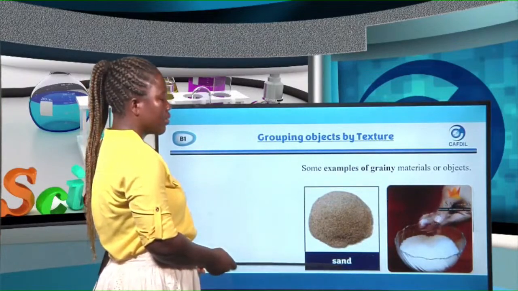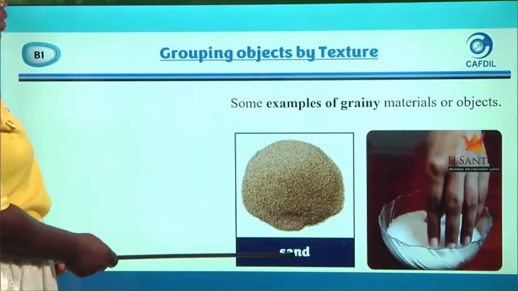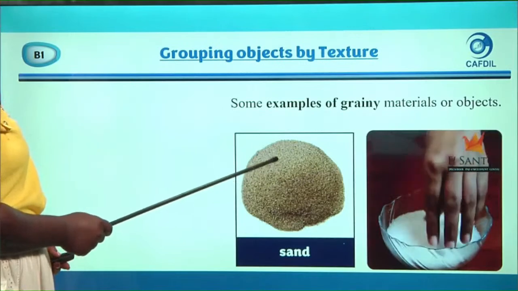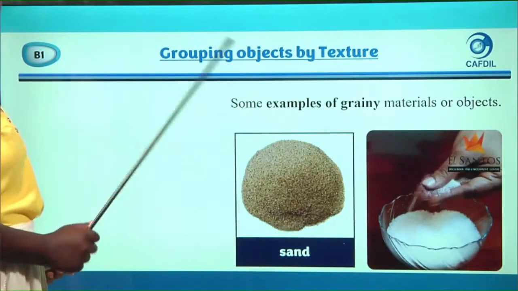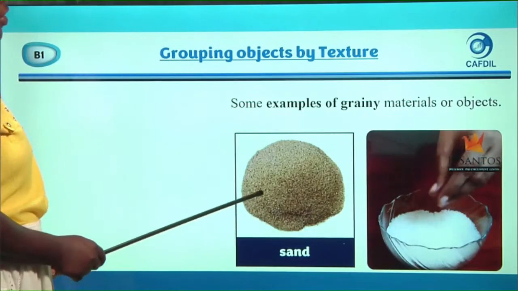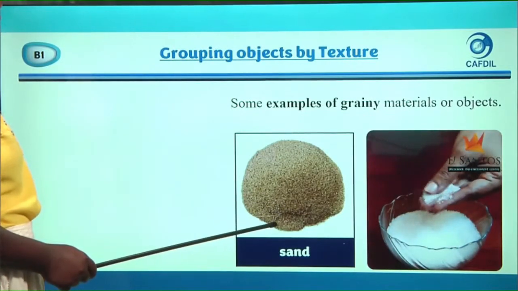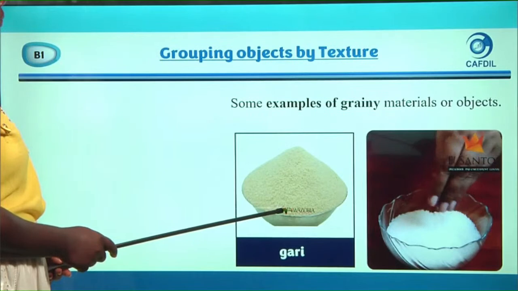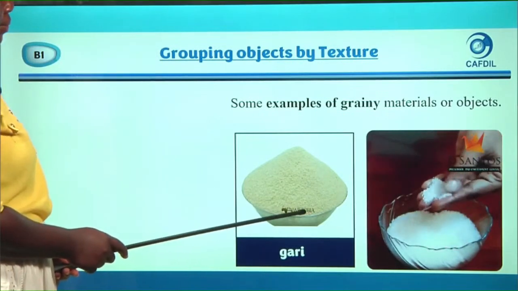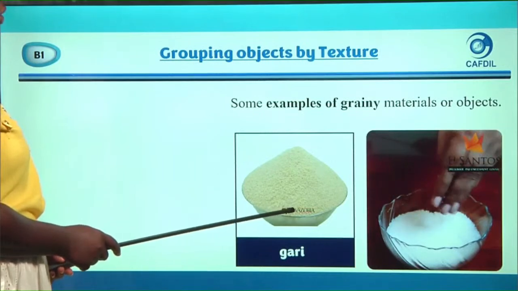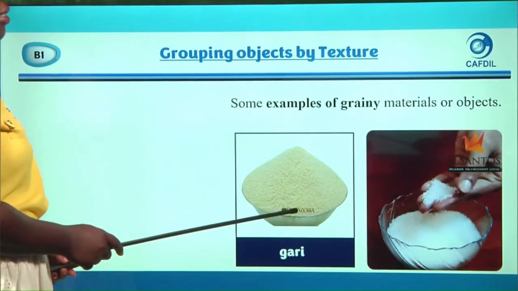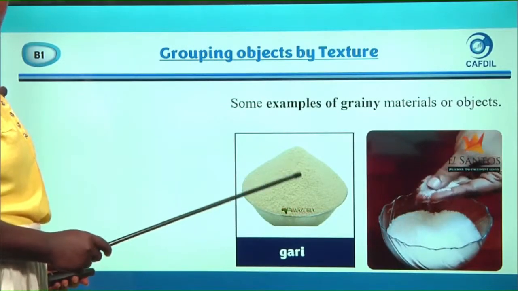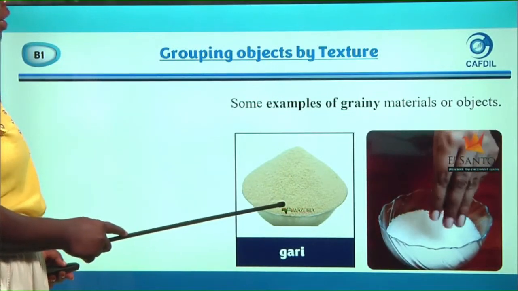Sand. The sand is very grainy. I hope you can see it. Yes. Good. You've done well. It's very grainy. Gari. So our gari is grainy. I hope you can feel it. Good. Our gari is grainy.